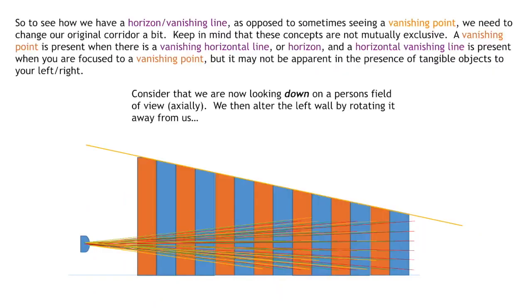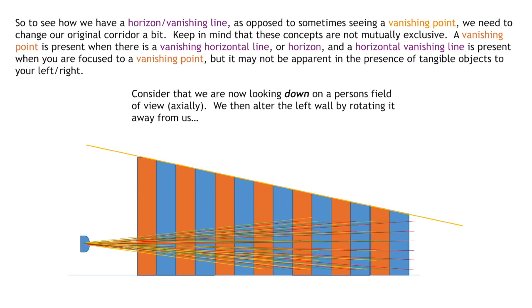So to see how we have a horizon or a vanishing line as opposed to sometimes seeing a vanishing point, we need to change our original corridor a bit in order for this to become a little more apparent. So keep in mind that these concepts are not mutually exclusive. A vanishing point is present when there is a vanishing horizontal line or horizon, and a horizontal vanishing line is present when you are focused on a vanishing point, but it may not be apparent in the absence of tangible objects to your left or right.